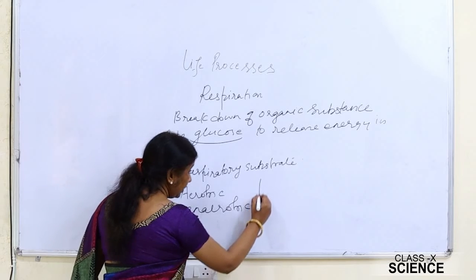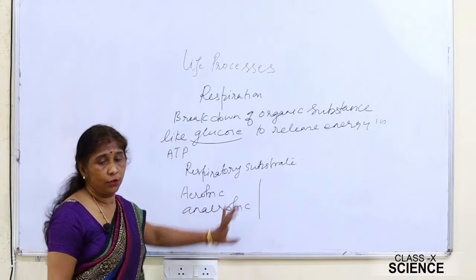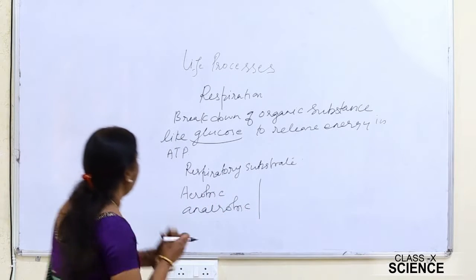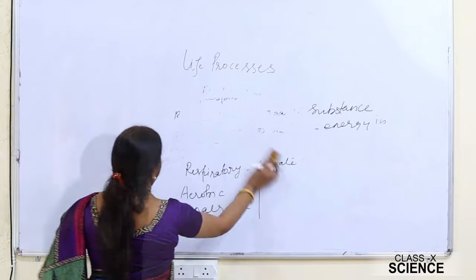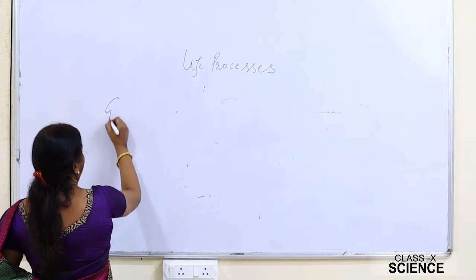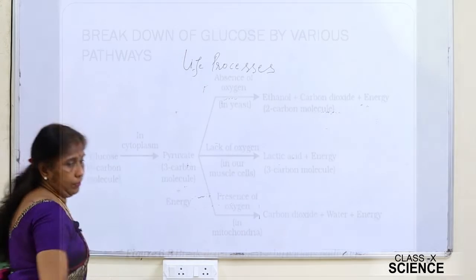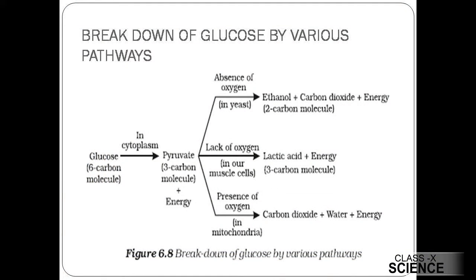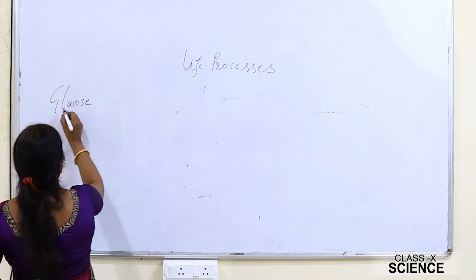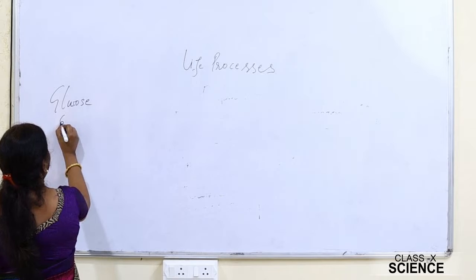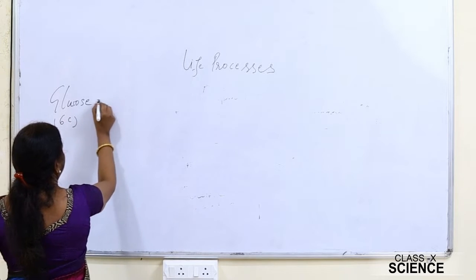Now, there are different pathways for the breakdown of glucose. Let us see what these pathways are. See here, glucose is a 6-carbon compound. Now we are going to break down this glucose, and let us see what the different methods are by which it can be broken down.